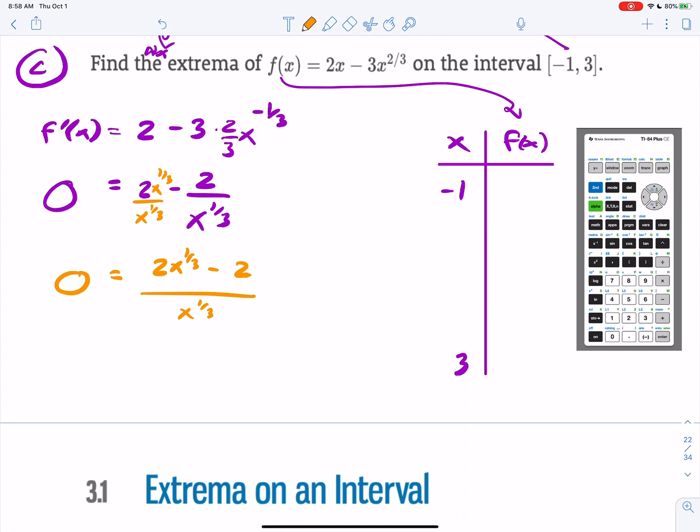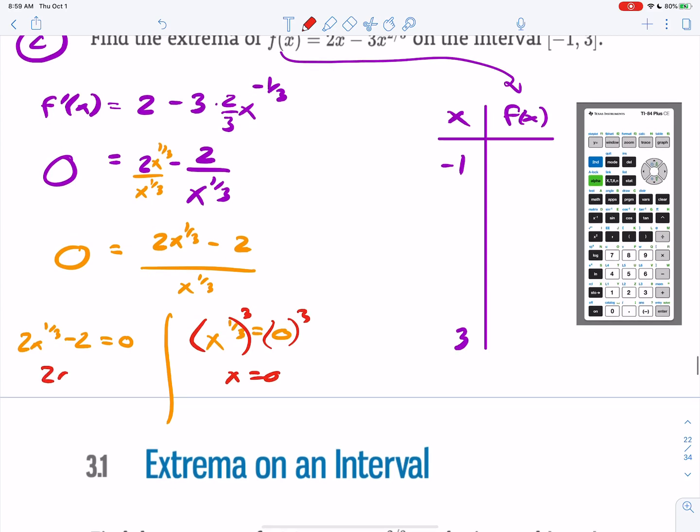Basically, if you want a fraction to go to 0, you set your numerator equal to 0. If you want it to be undefined, you set your denominator equal to 0. Make sure you understand that before we move on, okay? So here on the right side, to get rid of a cube root, I'll just cube both sides. So x equals 0, okay?